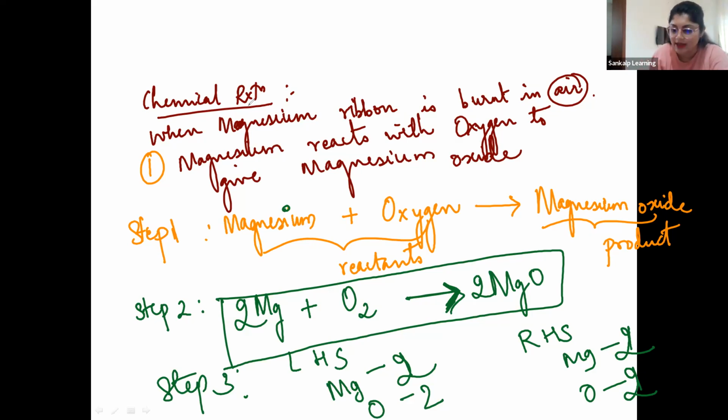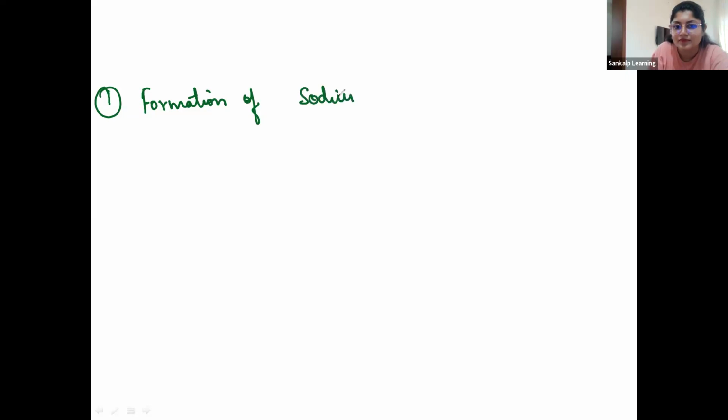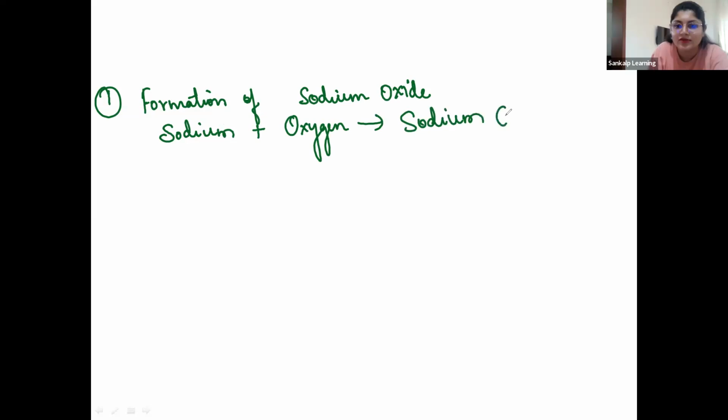Now we'll see the next example they have given: formation of sodium oxide. Sodium, when it reacts with oxygen, gives you sodium oxide. Now I'll write step 1. This is only step 1.